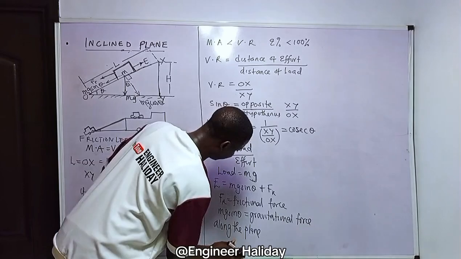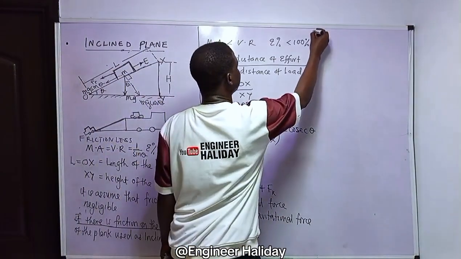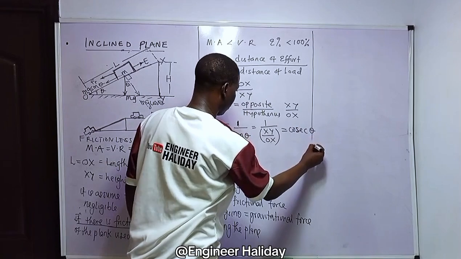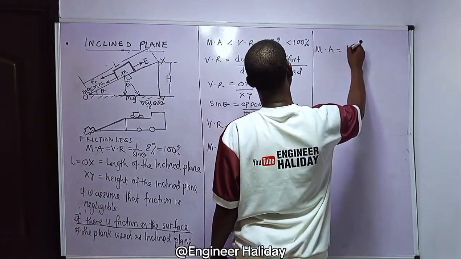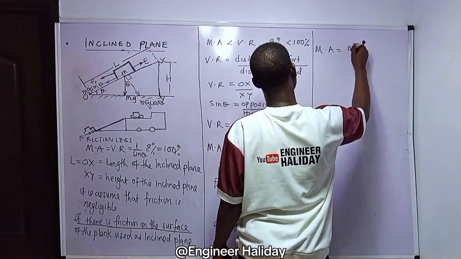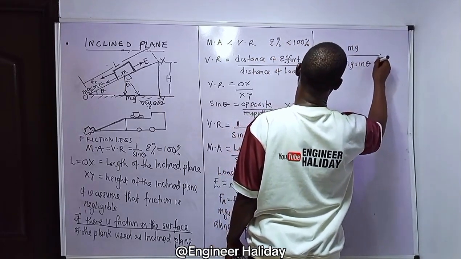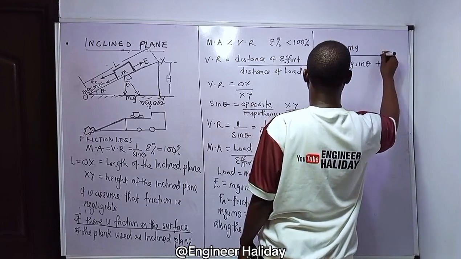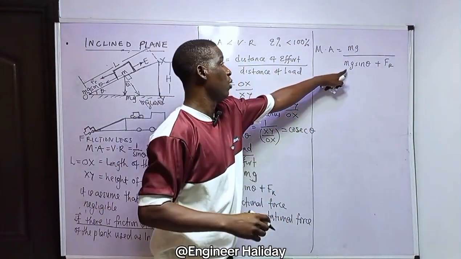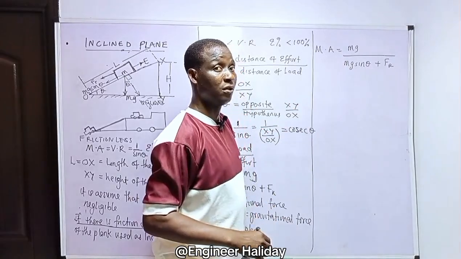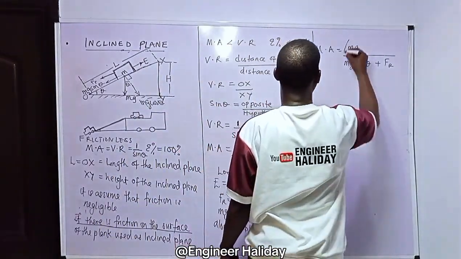Now, I want you to understand that. Since our mechanical advantage then becomes, the mechanical advantage now becomes what? Load, which is what? Mg over what? Mg sin theta plus Fr. Under friction, when we go and check our video on friction, where we explain this, just go to my YouTube channel and check friction.